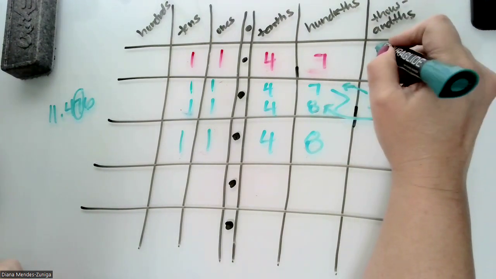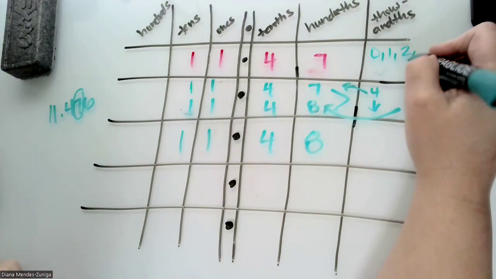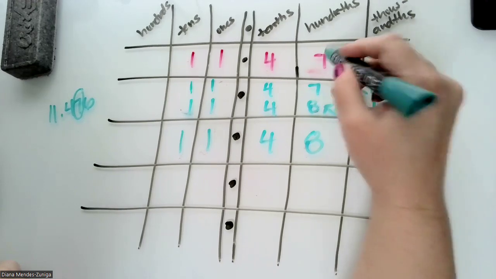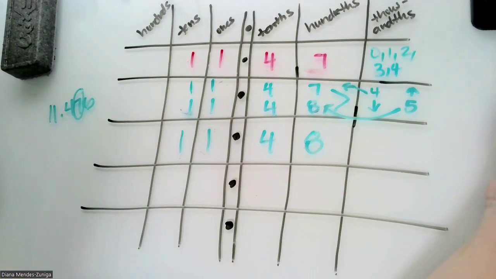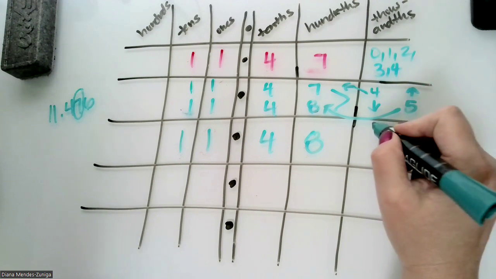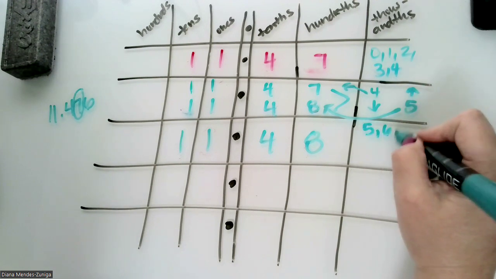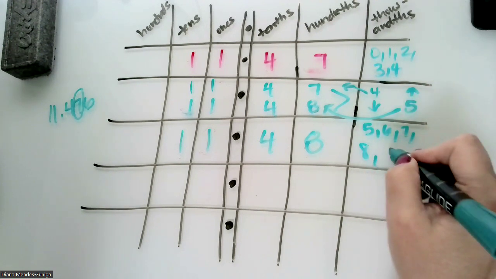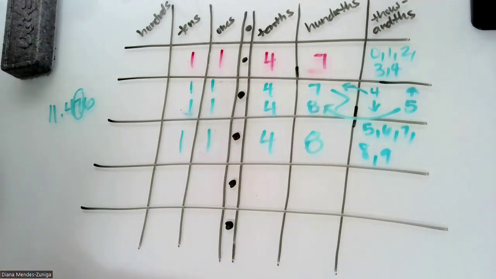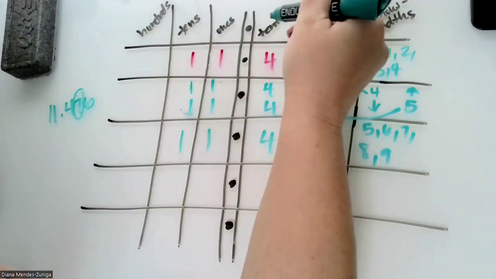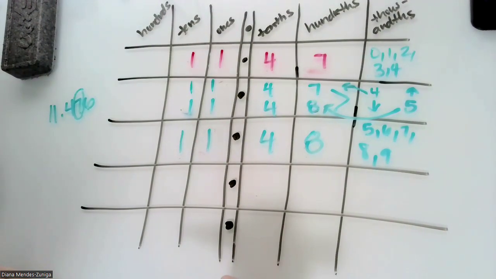Better yet, if this number was 0, 1, 2, 3, or 4, this number would stay a 7. If this number is 5, 6, 7, 8, or 9, this number will move up to an 8. Now, this is how you would do it no matter what place value they're asking you to round it to. If they're asking you to round it to the tenths, let's look at that.